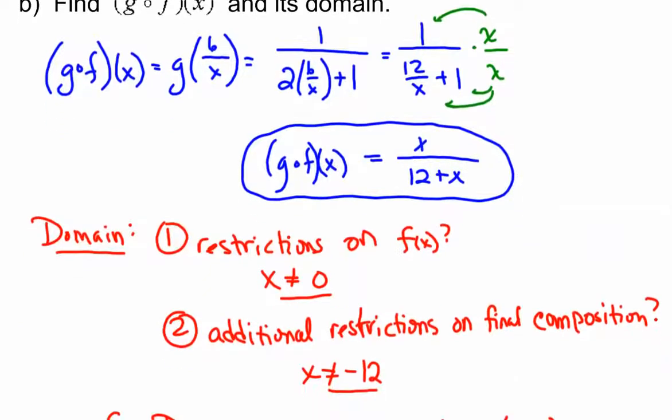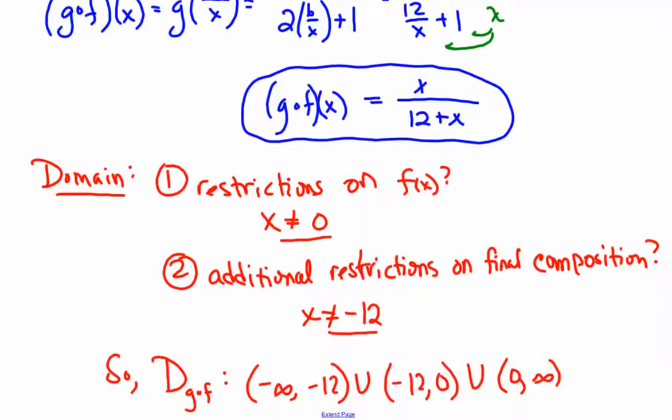Now what about my domain? Well, where was the first thing that I went into? I went into the f rule, which was 6 over x. That means x can't be 0. That's the only thing that will give me a 0 denominator. Then we look at the final composite function, and it tells me I've got 12 plus x as my denominator. I don't want that to be 0, so additionally we have to exclude negative 12. So we put those two things together: from negative infinity up to negative 12, excluding it, then from negative 12 up to 0, excluding it, and then from 0 to infinity.